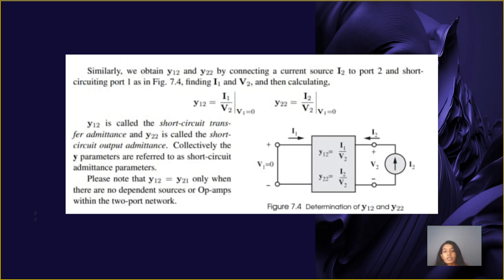Similarly, as we obtained Y11, we obtain Y12 and Y22 by connecting a current source I2 to port 2 and short circuiting port 1. So Y12 is called the short circuit transfer admittance and Y22 is called the short circuit output admittance. Collectively, the Y parameters are referred to as short circuit admittance parameters. Please note that Y12 equals Y21 only when there are no dependent sources or op-amps within the two-port network.